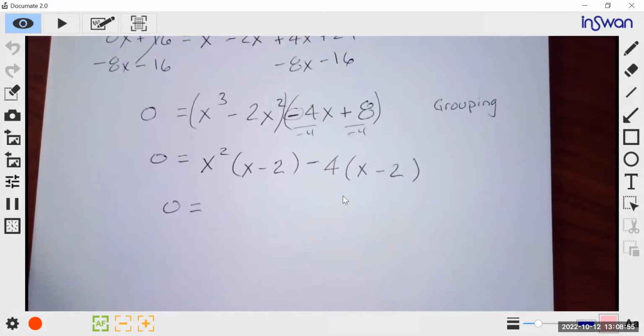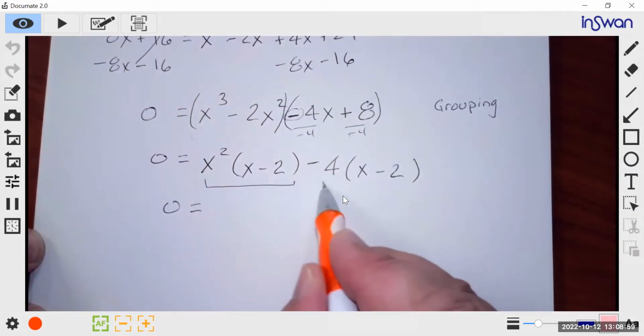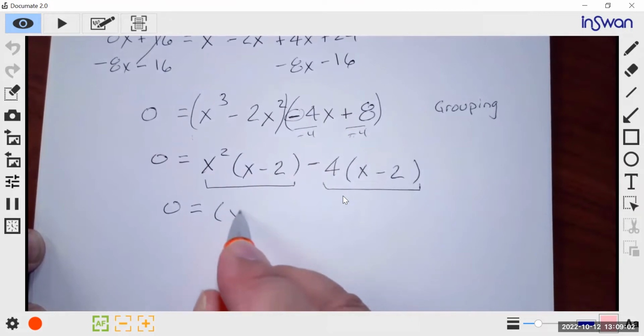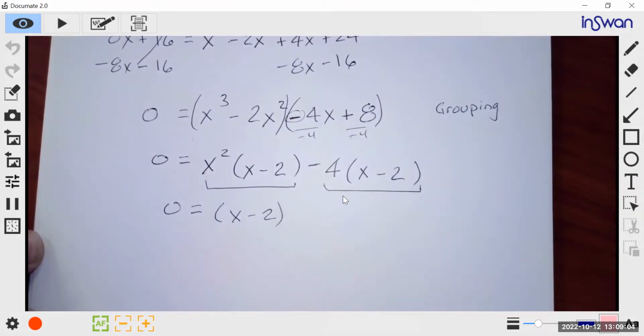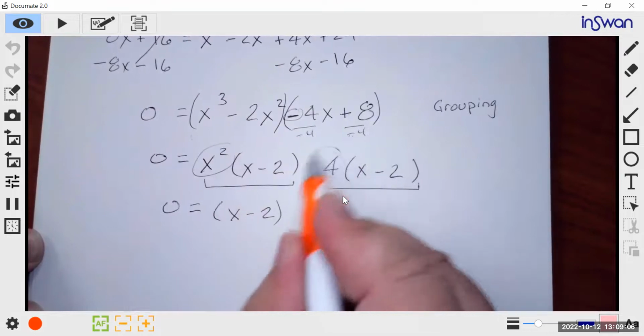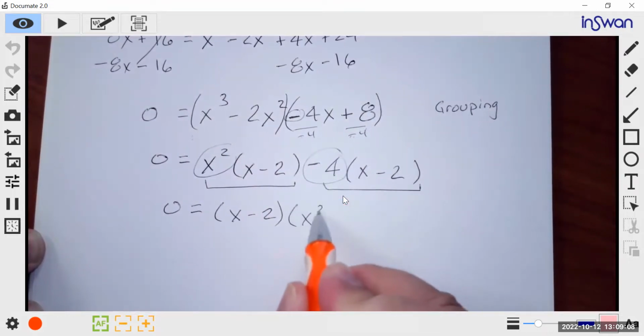Now what can you factor out? Because we have 2 terms, we can take out the x plus 2 or x minus 2, which means you always put the coefficients into the second one.